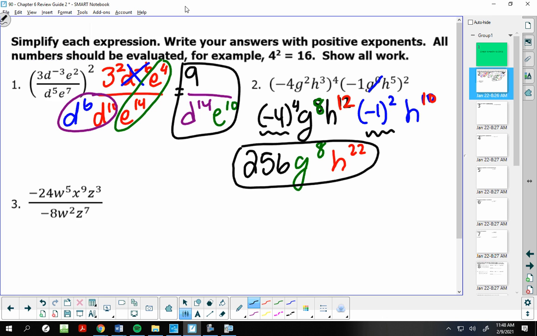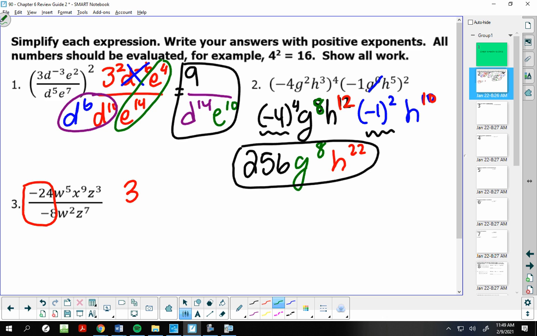All right, the last one. Remember to treat numbers as numbers. This is just negative 24 divided by negative 8, which is positive 3. We're not going to subtract them because they're not exponents, so we're not going to apply exponent rules to them.